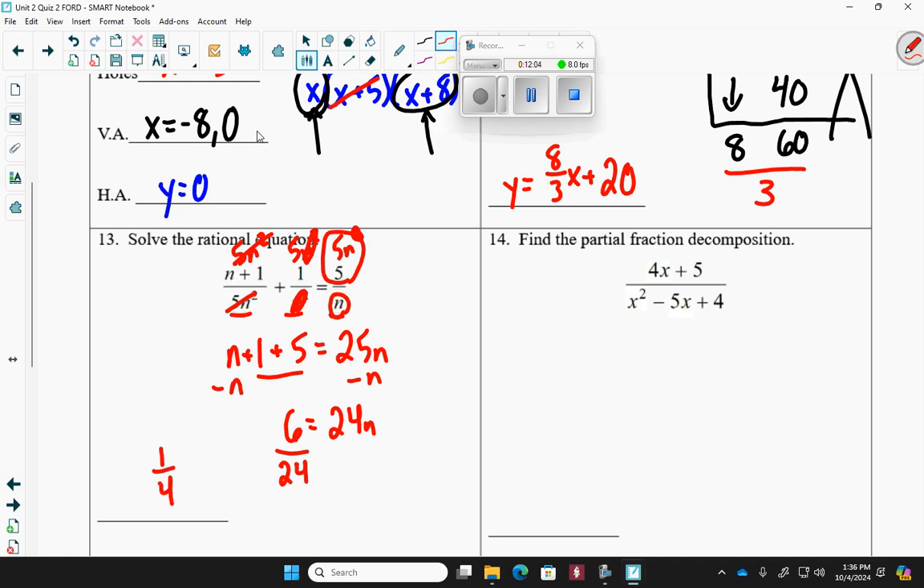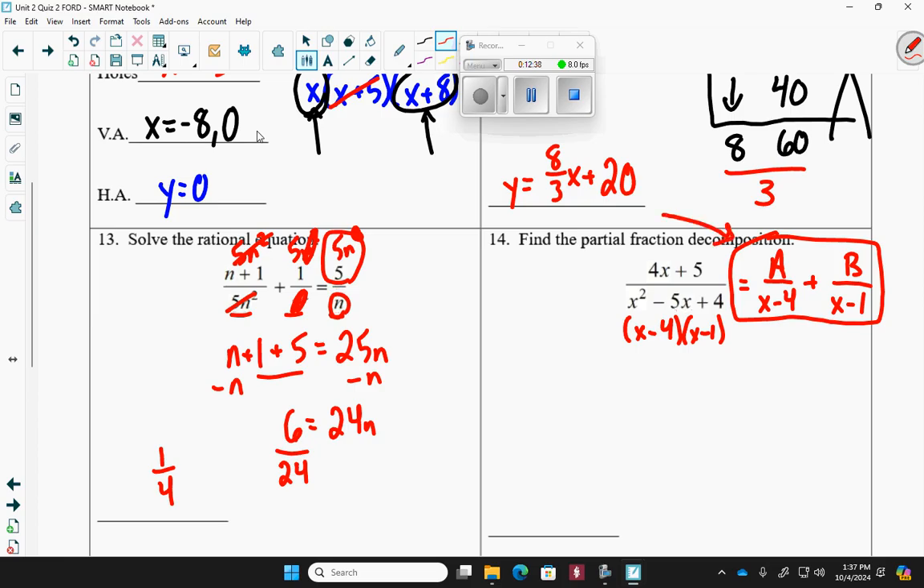Question 14, find the partial fraction. Remember, first thing we have to do is factor the denominator: x minus 4, x minus 1. All right. Now, a lot of you guys are messing this up because you are skipping a step. I recommend, guys, going ahead and doing your A B step. So A, and I'm just going to put it over x minus 4 plus B over x minus 1. The reason I'm telling you guys to do this is so you know where A and B go. Some of you guys are getting the denominators mixed up. This very simple step will help you stay on track.